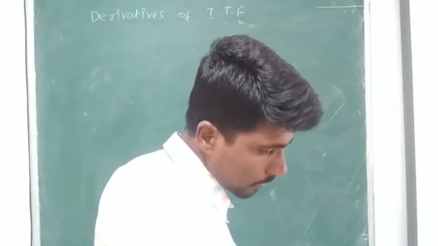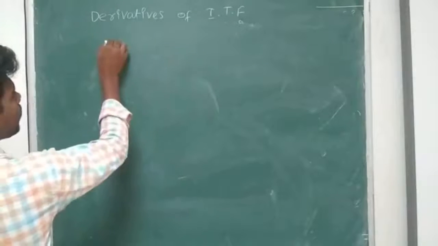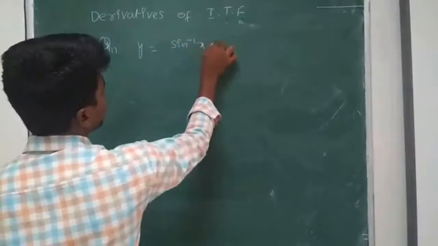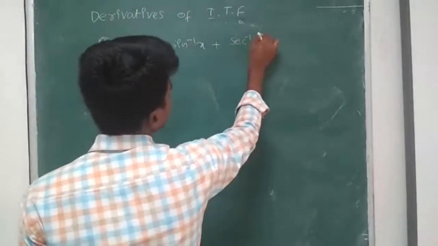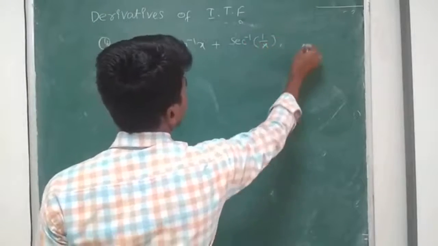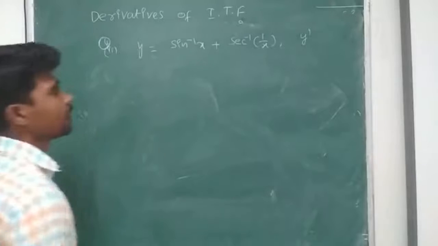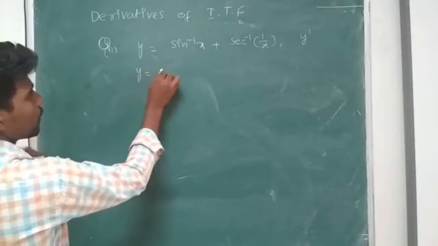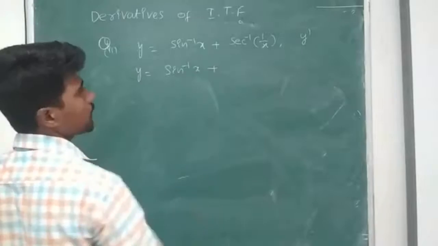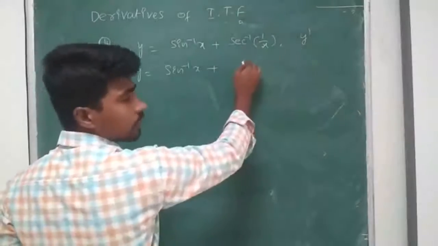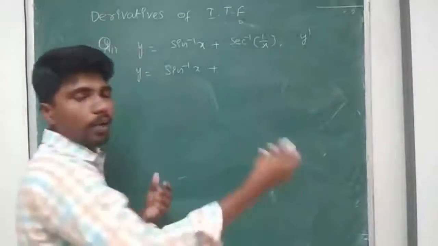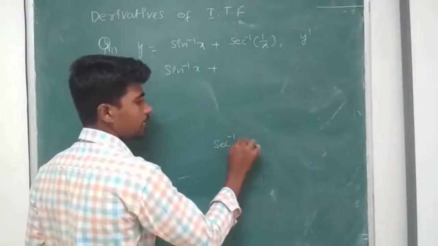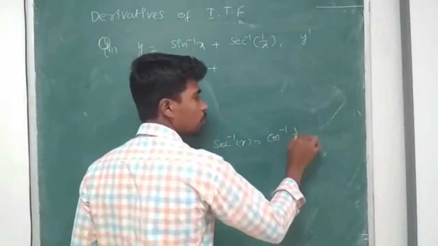y is equal to sin inverse of x plus secant inverse of 1 by x. Find y dash. They have given y and we can simplify the y. Secant inverse of 1 by x we can feel as secant inverse of x. How can I write secant inverse in terms of cos? Secant inverse x can be written as cos inverse 1 by x.